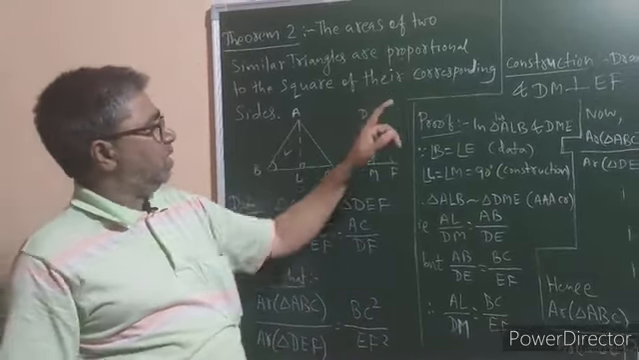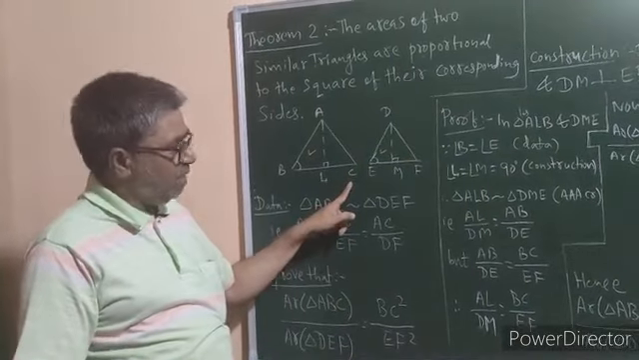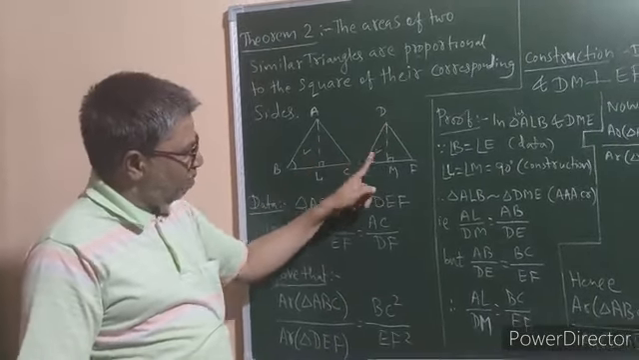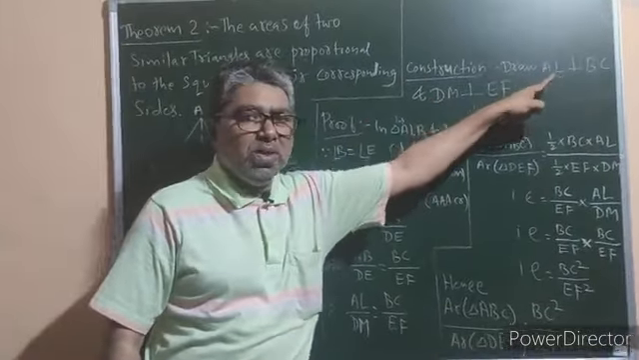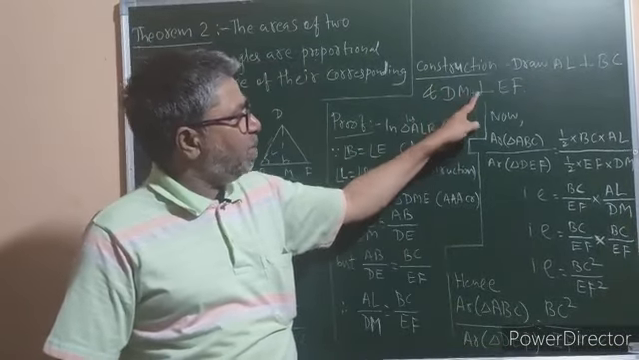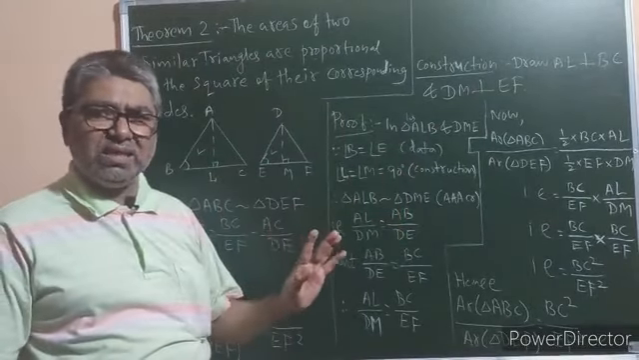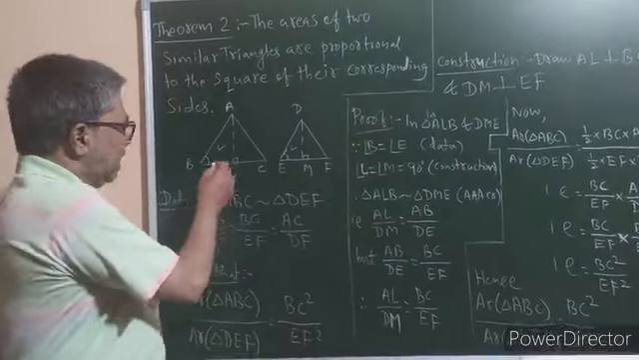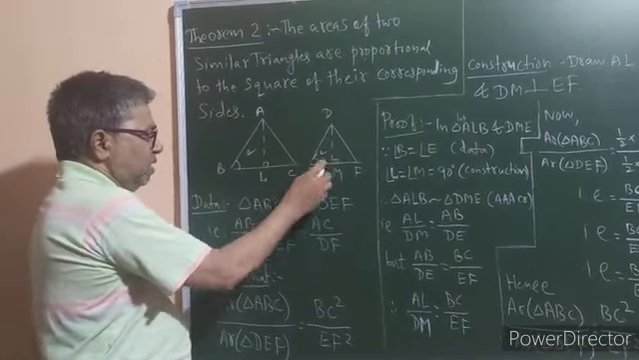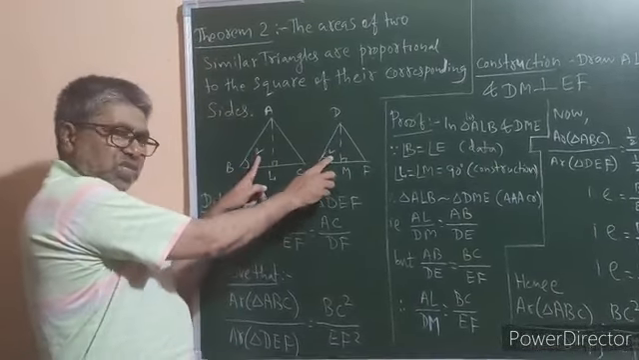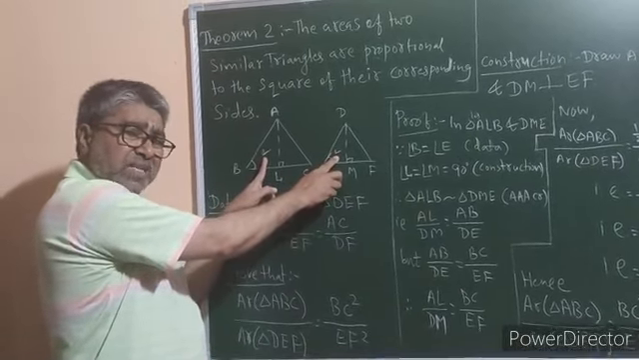Now construction: draw AL perpendicular to BC and draw DM perpendicular to EF. Let us write the proof of the theorem. Consider these two triangles ALB and DME. By considering these two triangles, let us prove that they are similar.